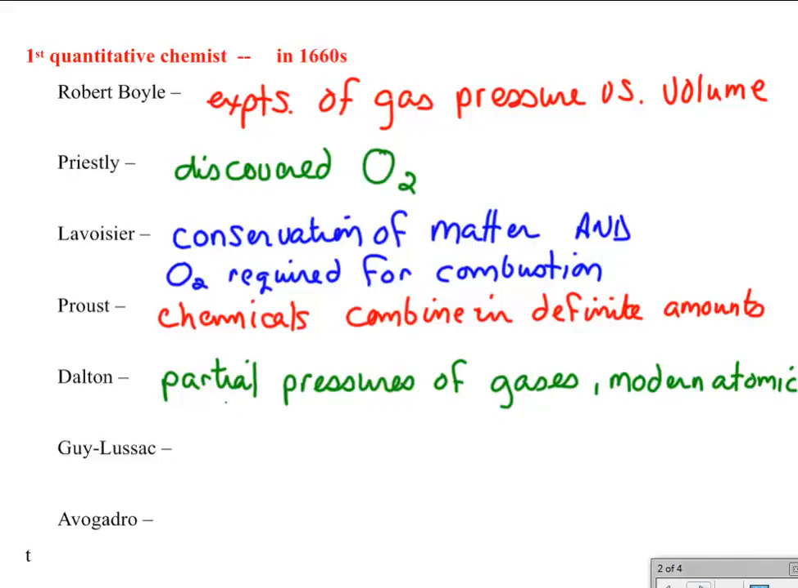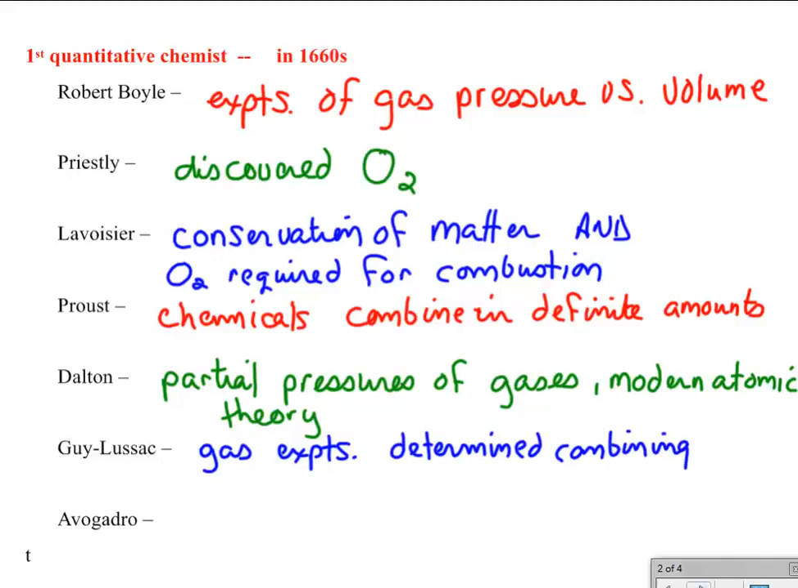Gay-Lussac was another Frenchman, and he experimented again with gases. These guys worked with gases, and what he determined was that when you take specific volumes of gas and combine them, you get new products in predictable proportions, predictable ratios, so combining volumes of gases. If you kept things at the same temperature, same pressure, it would always work the same way.